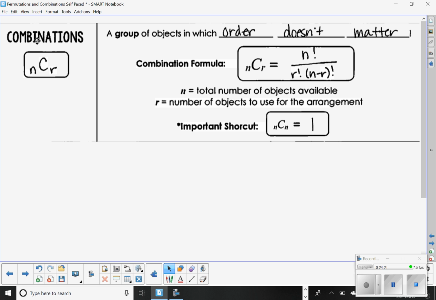So here, go back to your notes now. Combinations, we write it nCr. It's a group of objects in which order doesn't matter. There's the formula, and realize it's going to be given to you. Now, an important shortcut: if you want to know how many combinations of 8 can I make out of 8 objects, it's just one. All 8 objects are there. If you're using every single object and it's just a combination, order doesn't matter. There's only one way to do it. Okay?